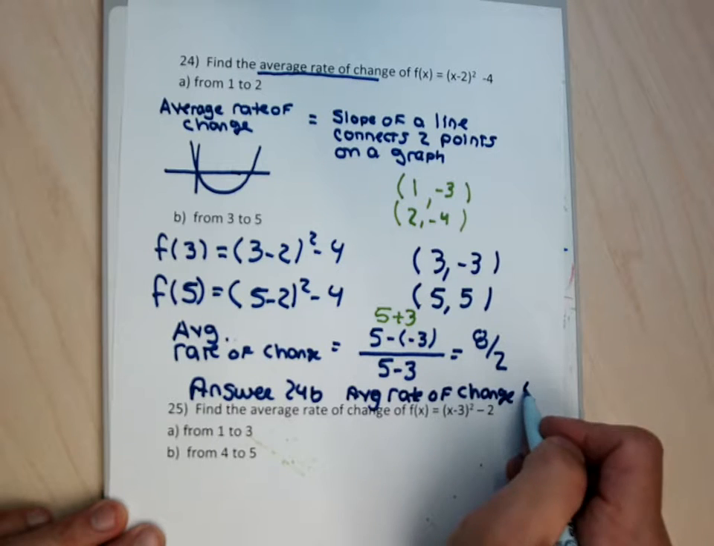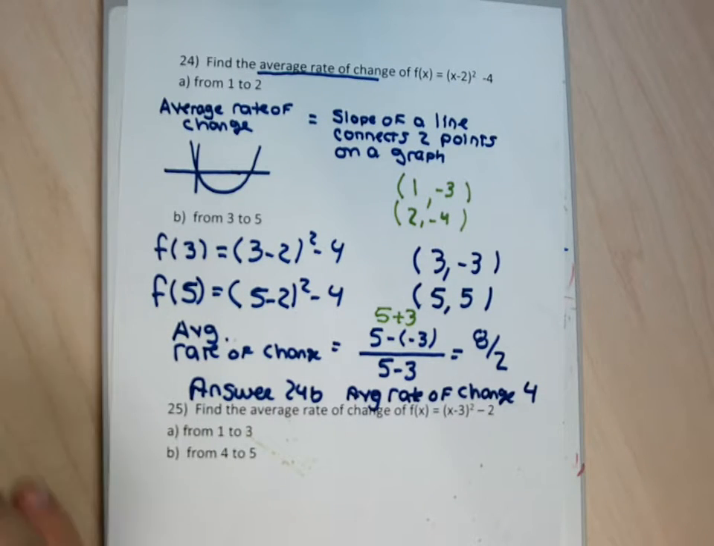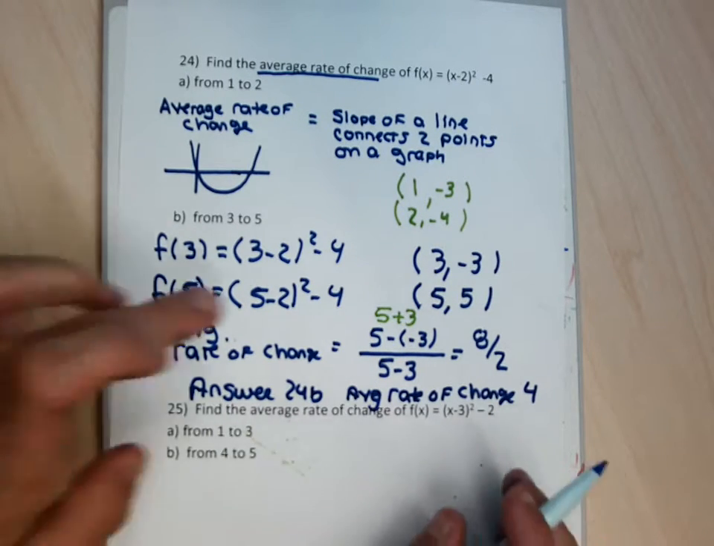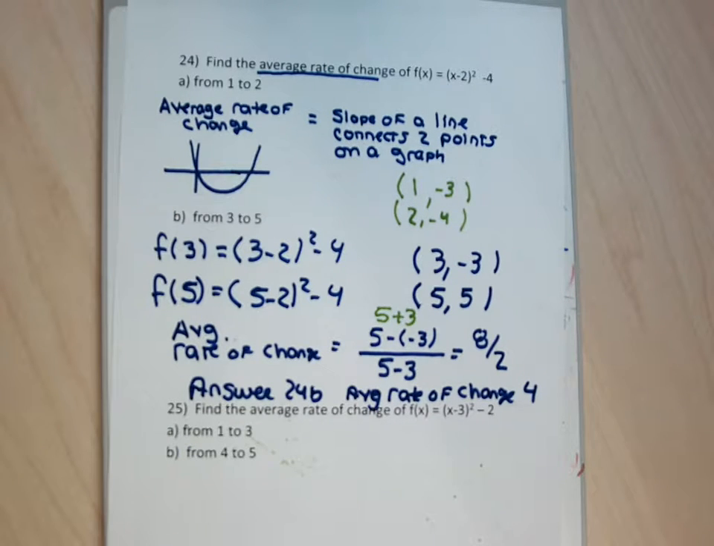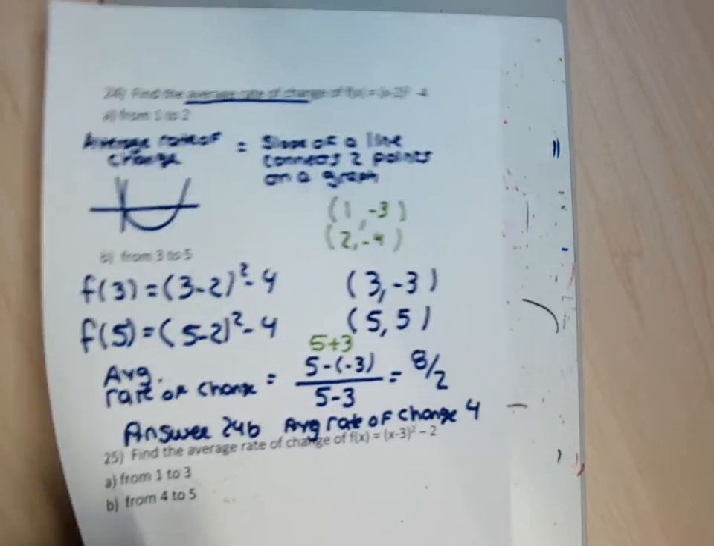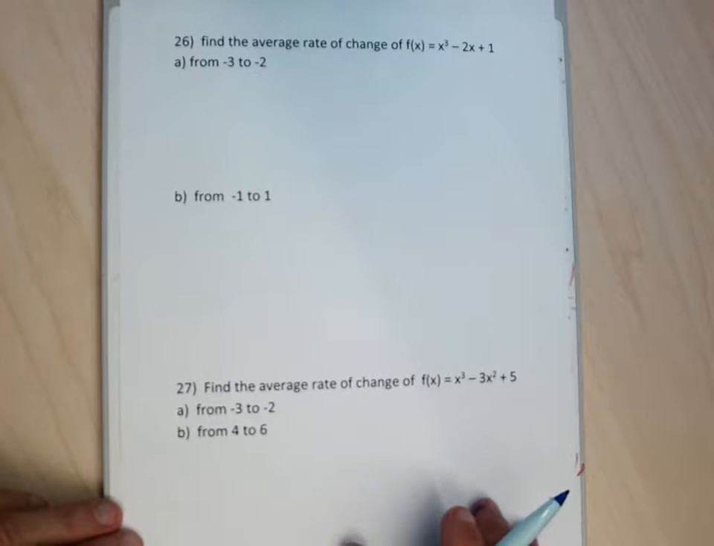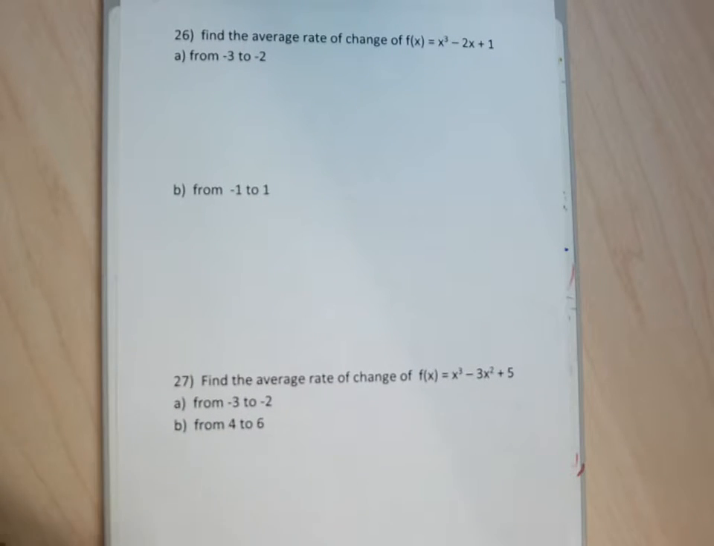I guess you can write m equal to 4 because it's a slope. It would kind of be wrong to write x equal to 4 because here x is 3 and x is 5. So 25 should work the same way. You have a part A and a part B. I'm going to move on and do 26, and you might be able to do 27 without me doing 26, so give it a go if you can.